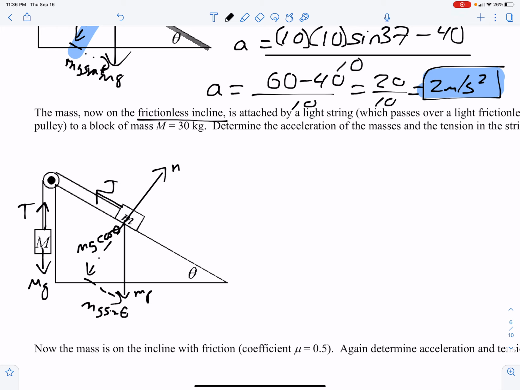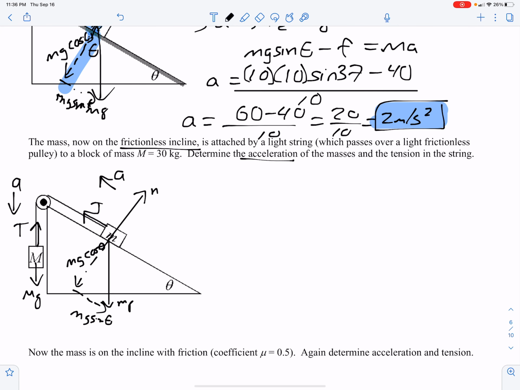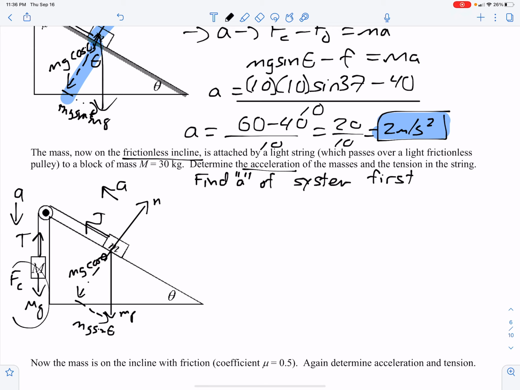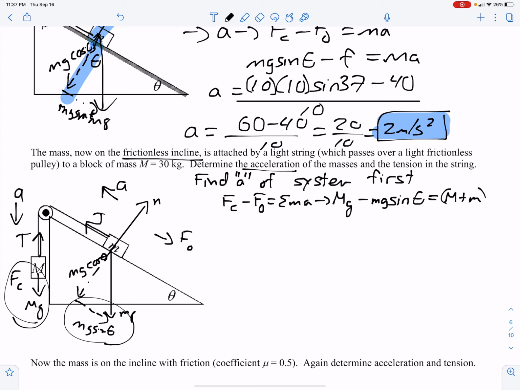Now, since big M is significantly bigger than little m on the incline, the system's going to accelerate in the direction of the falling mass. That means big M accelerates down and little m accelerates up the plane. Find the acceleration of the system first. To do that, we're going to take the causing force, which is big mg, minus the opposing force, which would point downhill. That would be little mg sine. So causing force minus opposing force equals sigma ma. That would be big mg minus little mg sine theta equals the sum of the masses, big M plus little m, times a. Solve for a by dividing by the sum of the masses, and we can plug in.